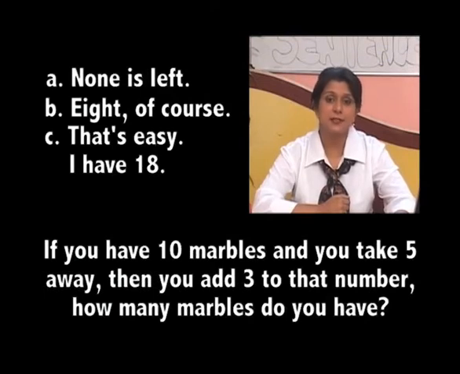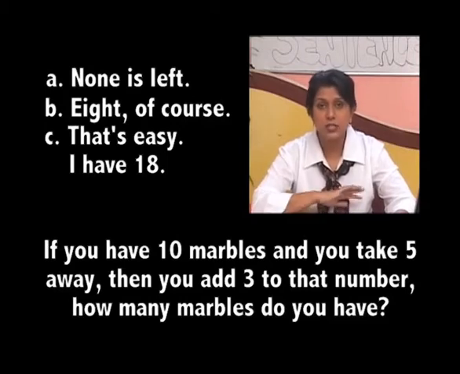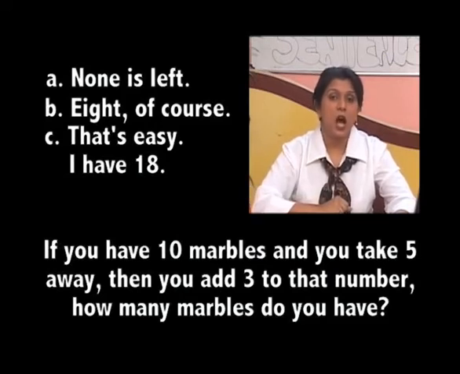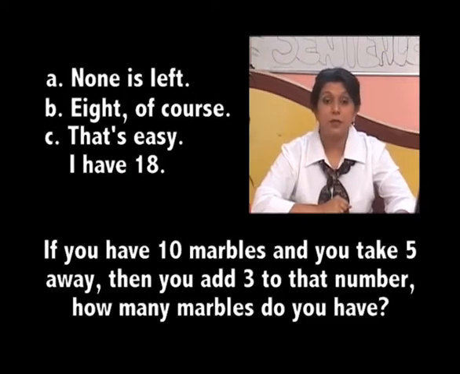Right, the next sentence. If you have 10 marbles and you take 5 away, then you add 3 to that number. How many marbles do you have? I'll repeat. If you have 10 marbles and you take 5 away, then you add 3 to that number. How many marbles do you have? Your options are A. None is left. B. 8 of course. C. That's easy. I have 18.